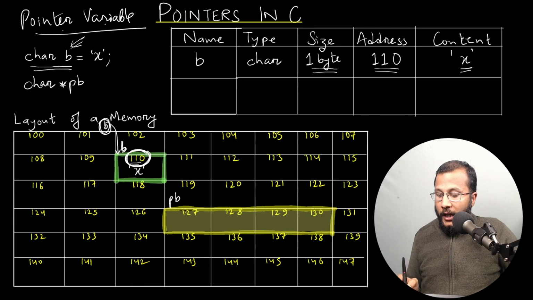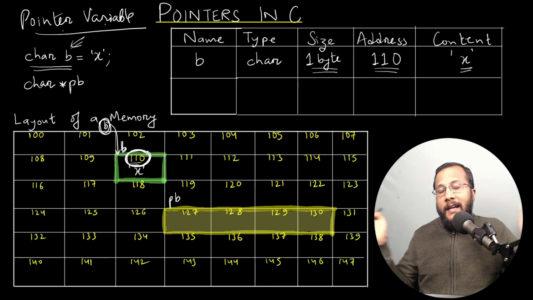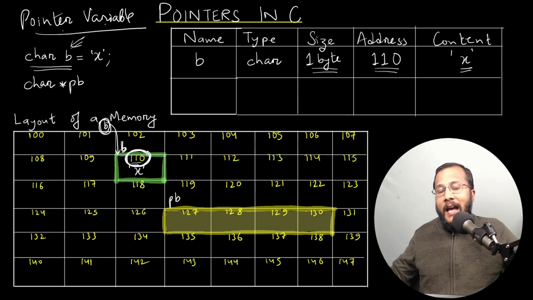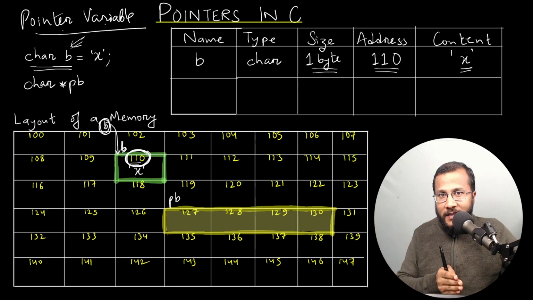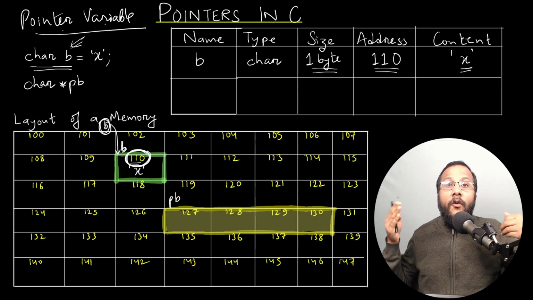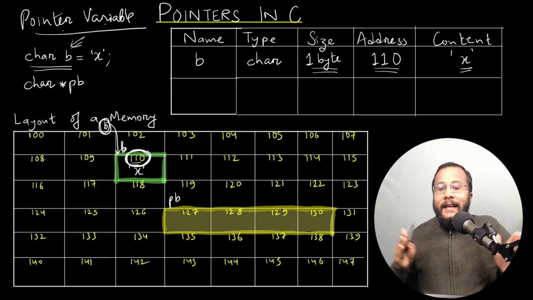Now what is the size of a pointer variable? How big is the pointer variable? It generally depends on which computer you are working on. It depends on the computer's architecture. If your computer is 64-bit, it is going to have 64 bits as the size of the pointer variable. 64 bits is nothing but 8 bytes. Or if your system is a 32-bit system, it will be 4 bytes or 32 bits. So the size of the pointer can be either 4 bytes or 8 bytes.